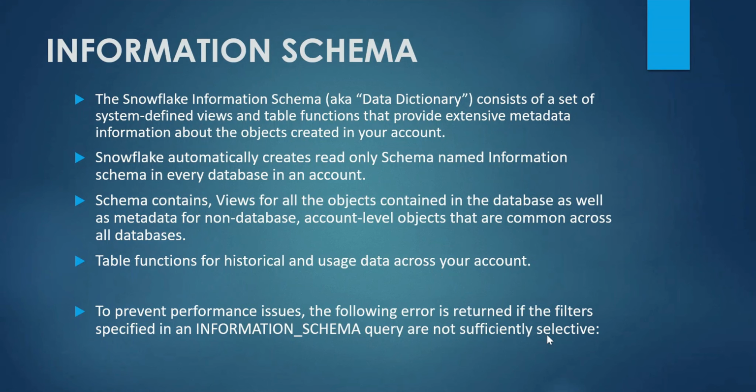This information schema does not only have views, but along with that, it holds some table functions which provide extensive information about your usage history or your task history. Task history is not about a Snowflake task that I'm talking about. In general, I mean whatever activities you have performed. If I'm going to create a new database today, then I will get two schemas by default. One is the information schema, and the second is the public schema.